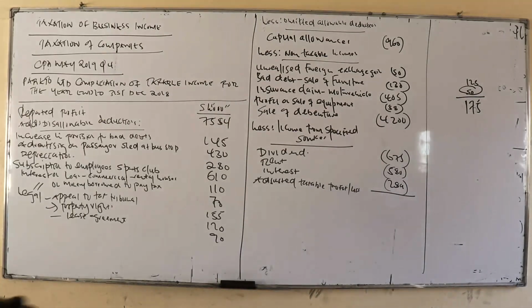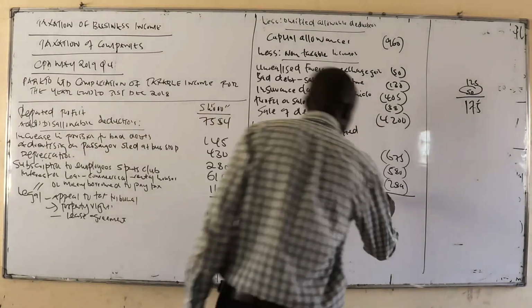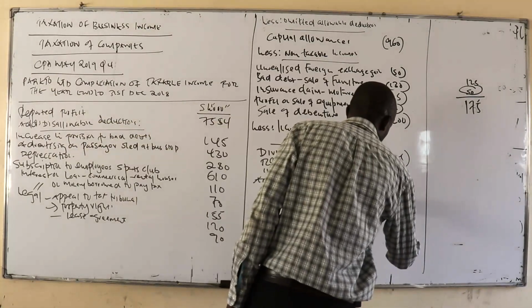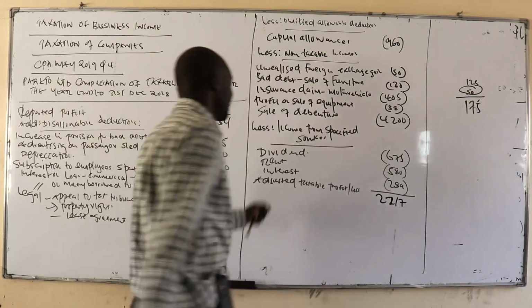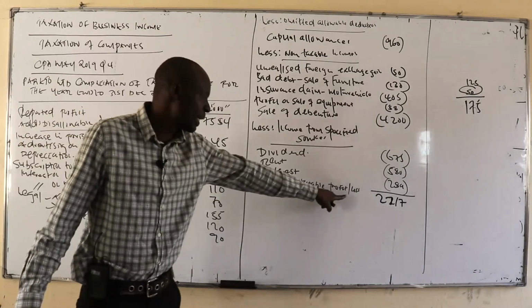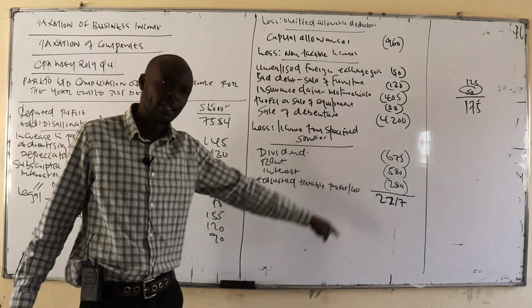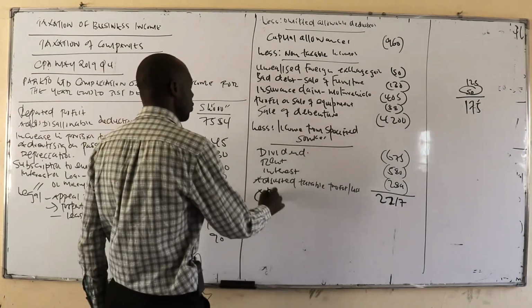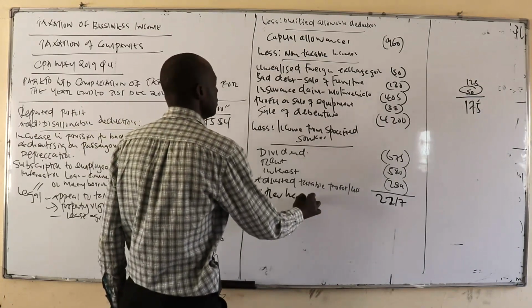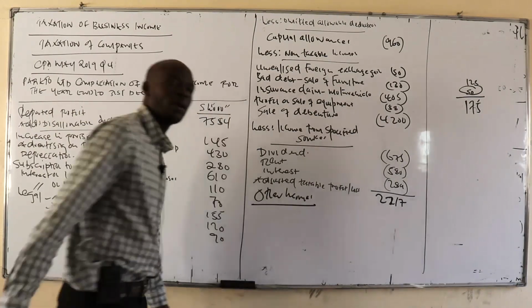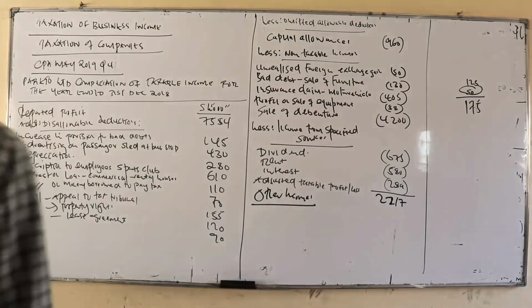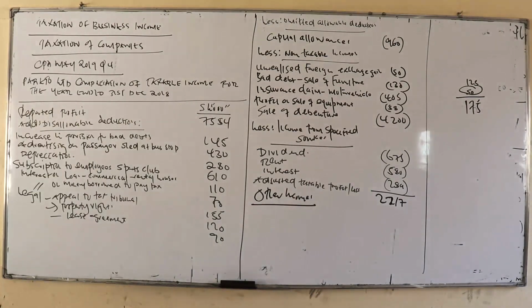8217, 2217, isn't it? That is taxable income, adjusted taxable profit. And now, if there are other incomes, you add your other incomes. Tunaelewana? Other incomes. Was there interest income also? No, we didn't have interest income. So we go to... they had interest income, isn't it?